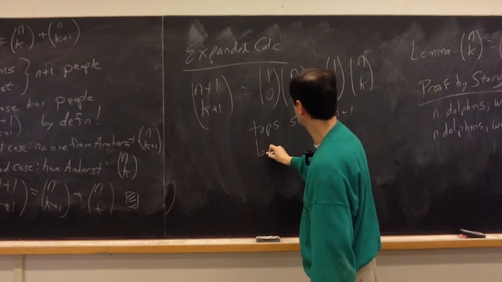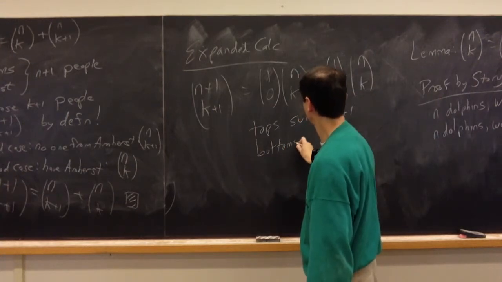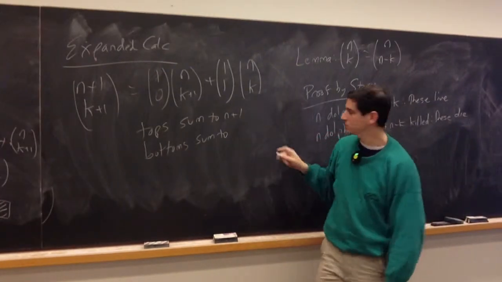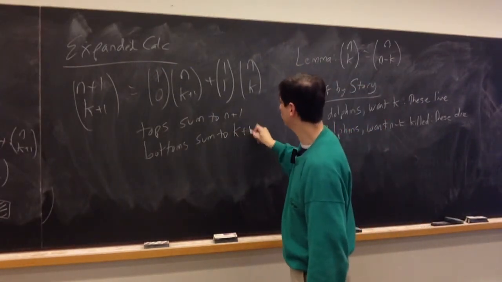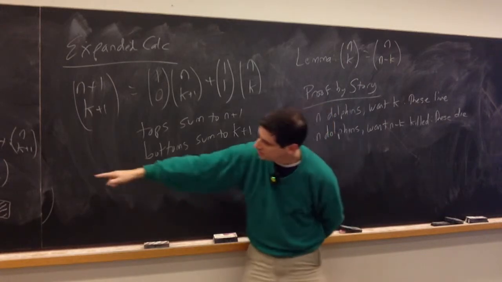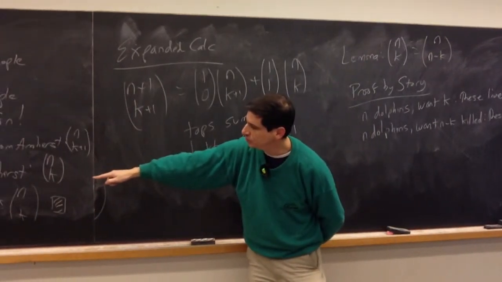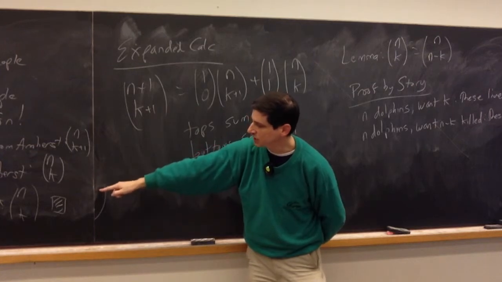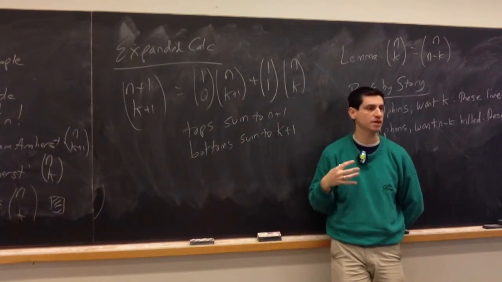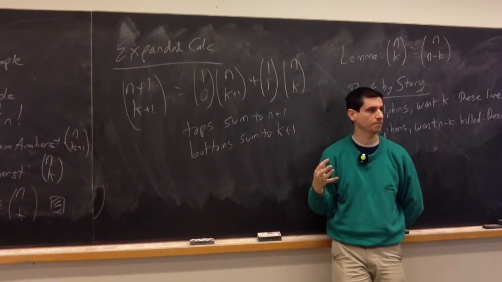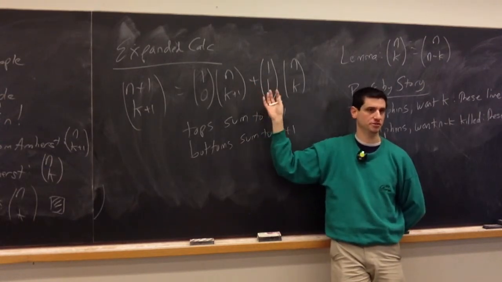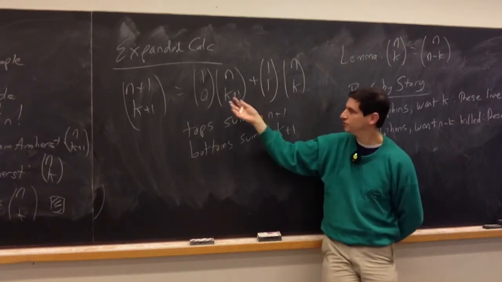And what do the bottoms sum to? The bottoms sum to k plus 1. And so this is a really good way to make sure, have we included everything? When I look at the other way, n plus 1 choose k plus 1 is n choose k plus 1 plus n choose k, the tops and the bottoms are not summing to the same thing. There looks like an asymmetry. This, in some sense, has restored balance between the two different expressions.